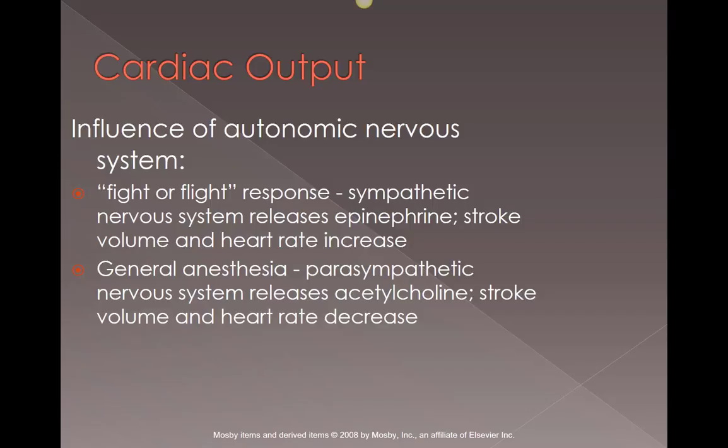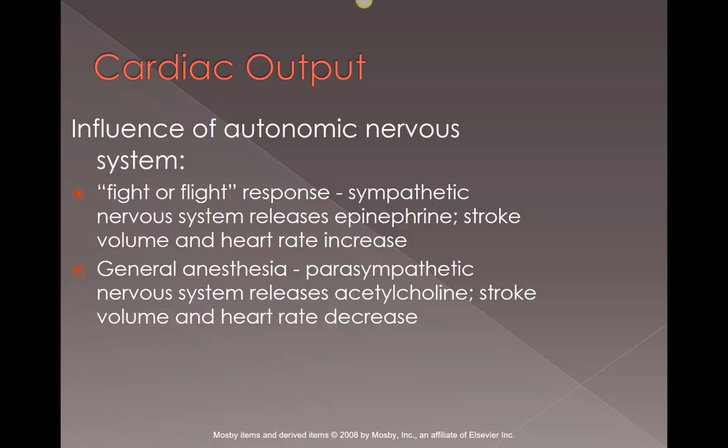Parasympathetic, on the other hand, is when you're relaxed. And when you're relaxed, it takes over. And so stroke volume is decreased and heart rate is also decreased. We can actually induce parasympathetic stimulation through things like general anesthesia. There are some other drug sedatives. We can actually induce the parasympathetic side on the heart and slow down the heart rate.